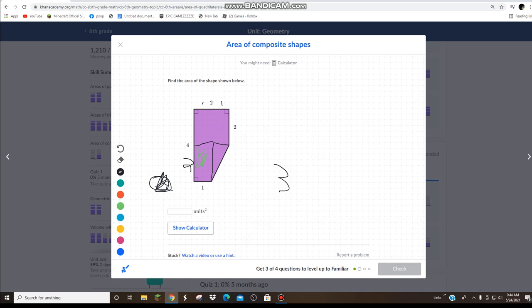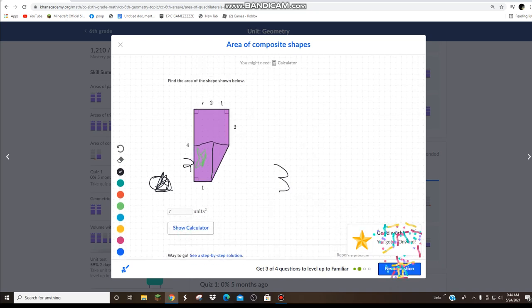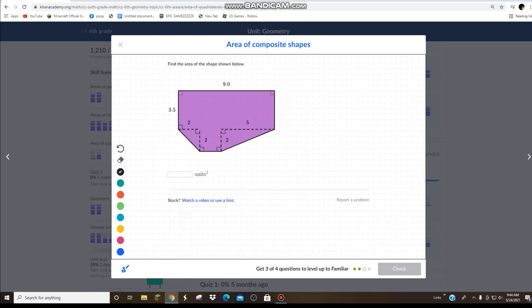And over here, this square is just 2 times 2, which is 4. So 4 plus 3 is 7. So there we go. We're doing good.